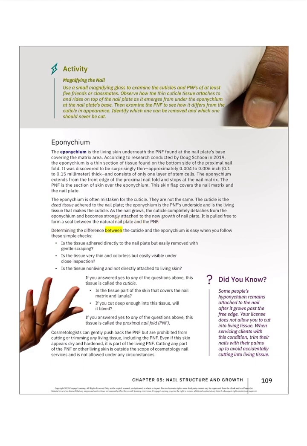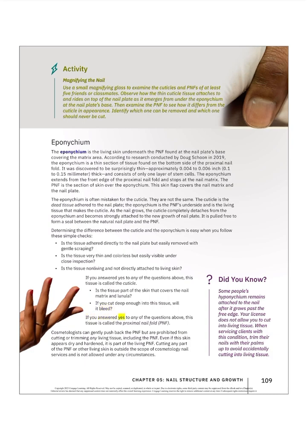Determining the difference between the cuticle and the eponychium is easy when you follow these simple checks. Is the tissue adhered directly to the nail plate but easily removed with gentle scraping? Is the tissue very thin and colorless but easily visible under close inspection? Is the tissue non-living and not directly attached to living skin? If you answered yes to any of the questions above, this tissue is called the cuticle. Is the tissue part of the skin that covers the nail matrix and lunula? If you cut deep enough into this tissue, will it bleed?